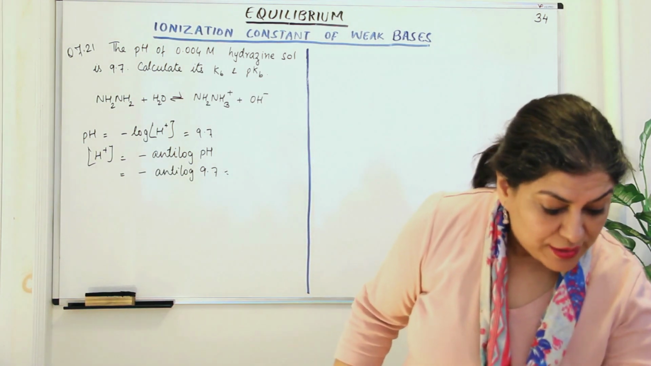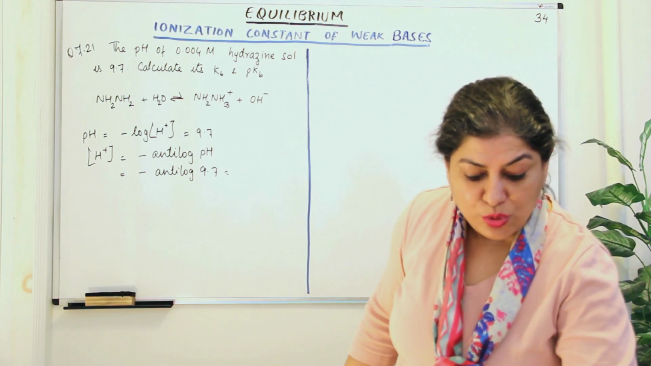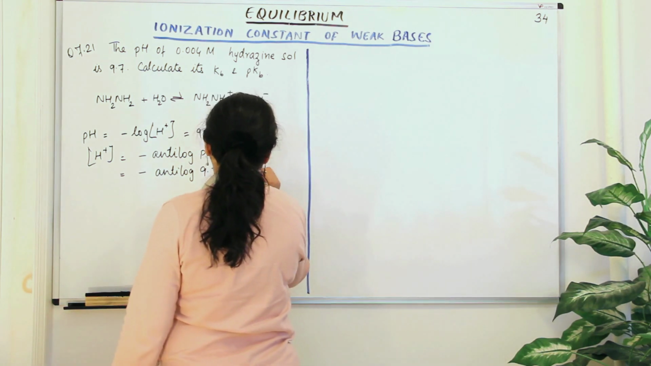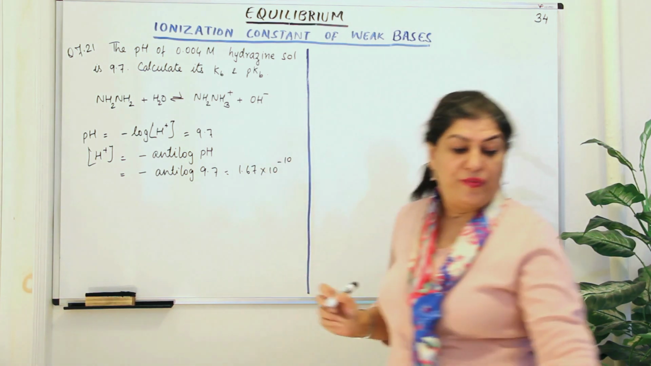And when you find out the anti-log of this, you get the value 1.67 into 10 to the power minus 10. 1.67 into 10 to the power minus 10 is the concentration of hydrogen ion.